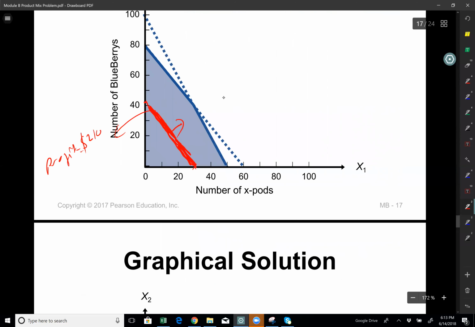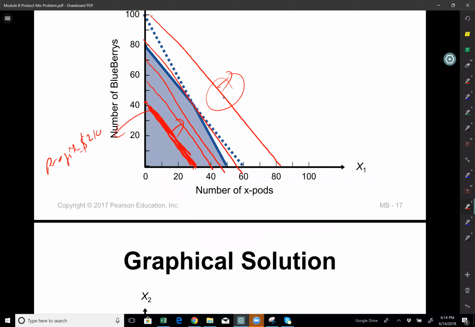So now what I'm going to do is move this line outwards. That's the next step. I can move this line parallel to here and here and here and all the way up here and more. If I go this way, as you see now, I exited the feasible region. So that's not a feasible solution. This line right here is not a feasible solution.